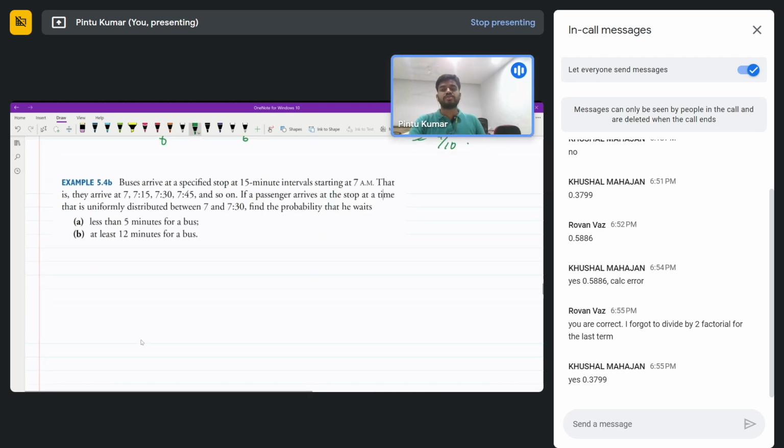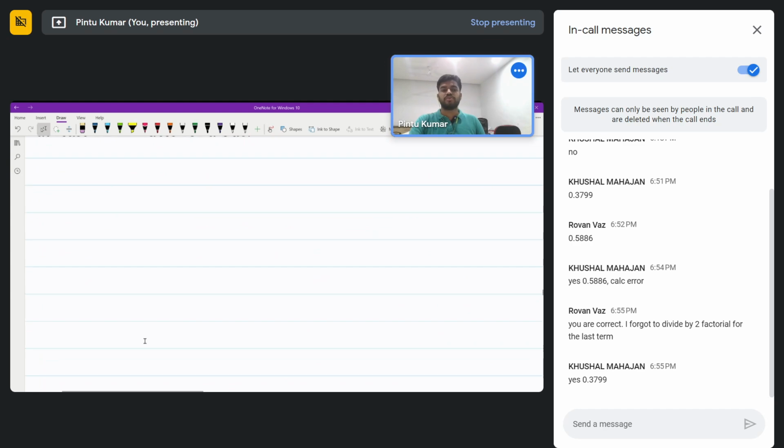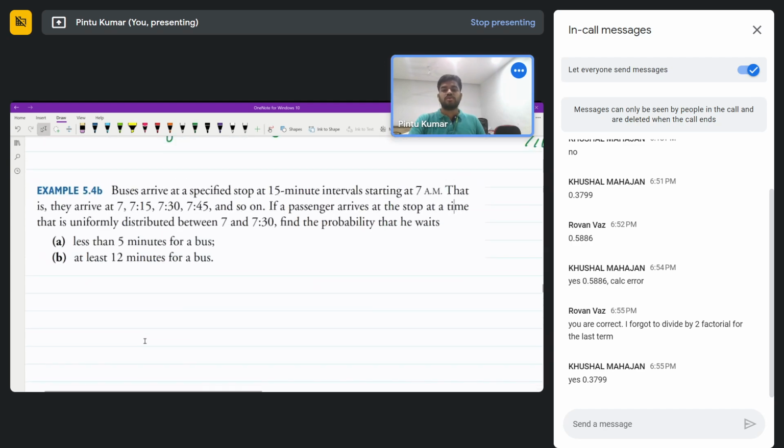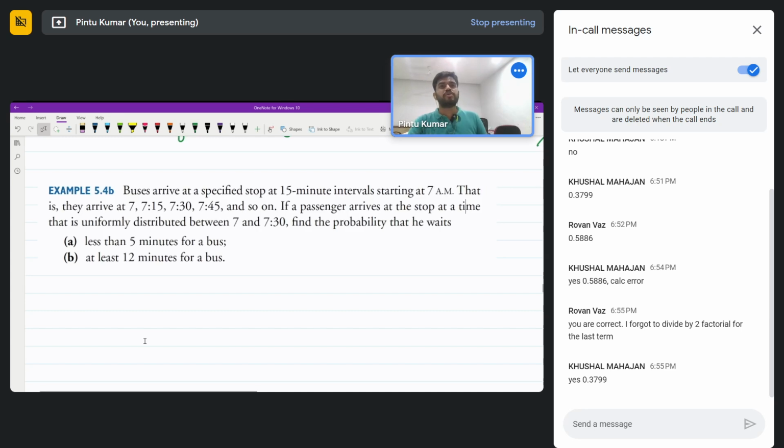Okay, so try this question. This is a very simple question on uniform distribution. I'll give you 4 minutes to solve. I'll start solving at 7:15.